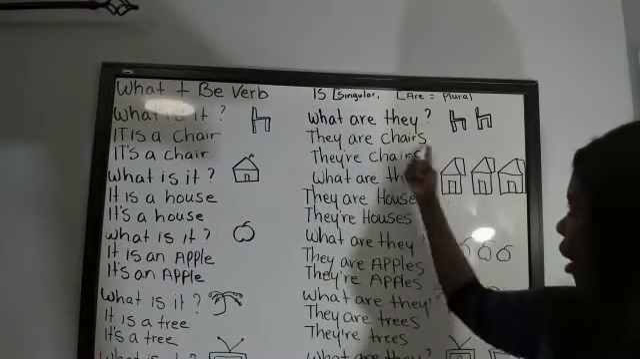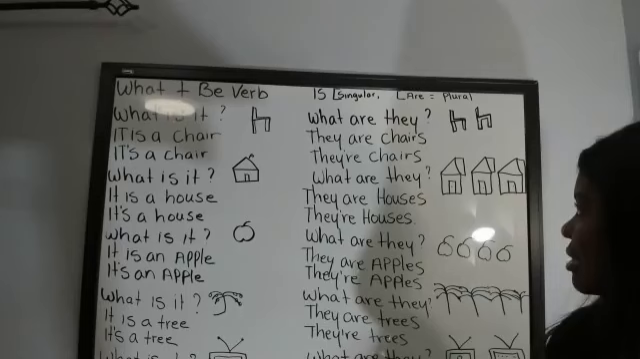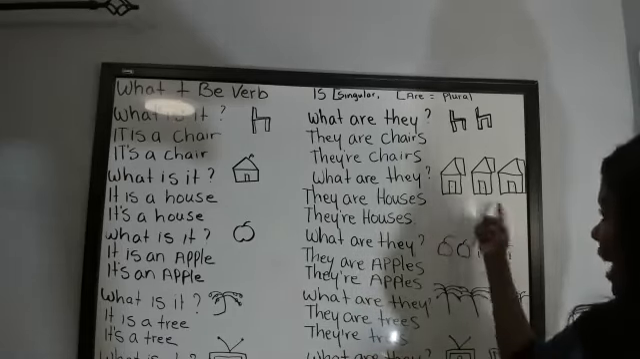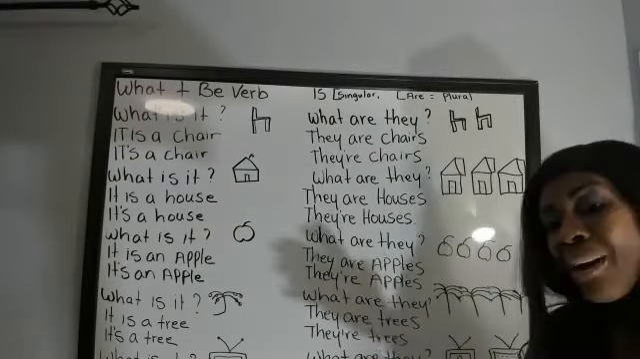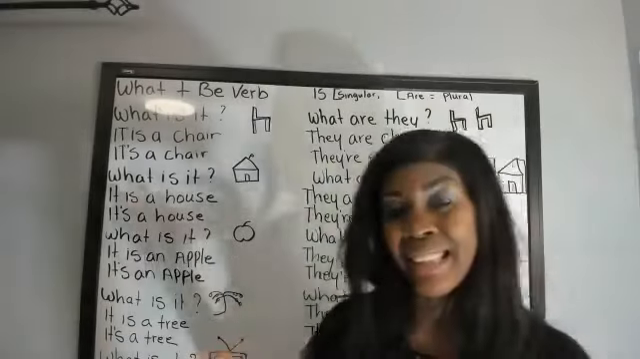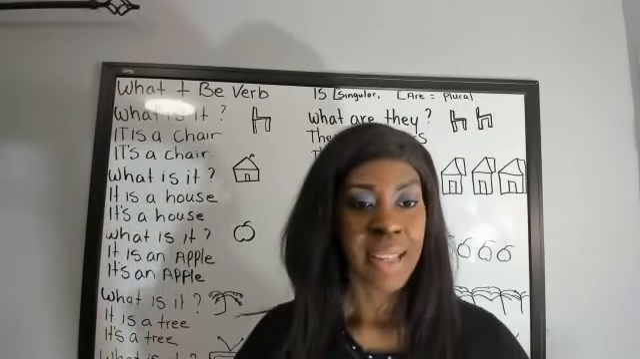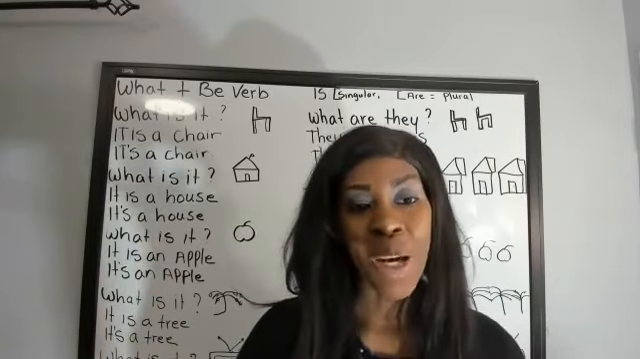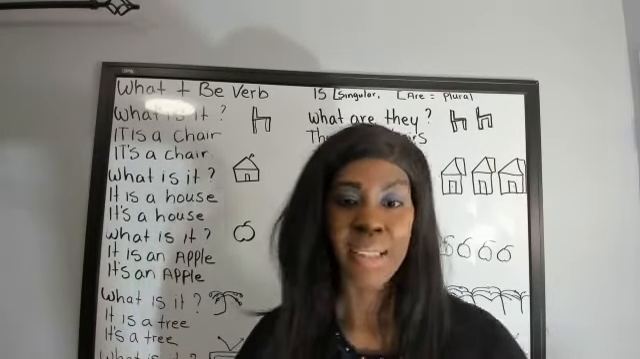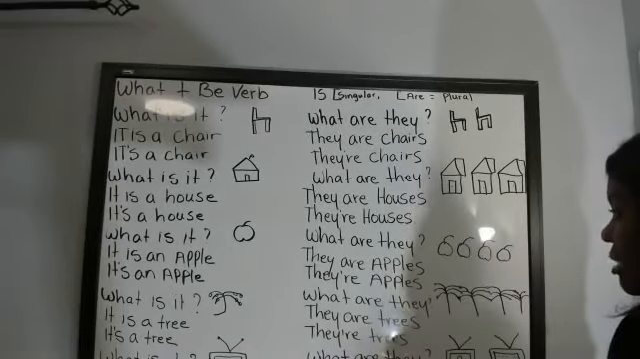What are they? They are chairs. What are they? They are houses. You say houses. Some people, they will say house. You don't say house. You say houses. Houses. They are houses.